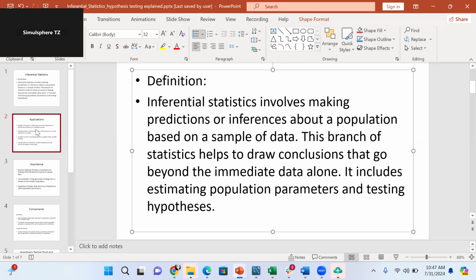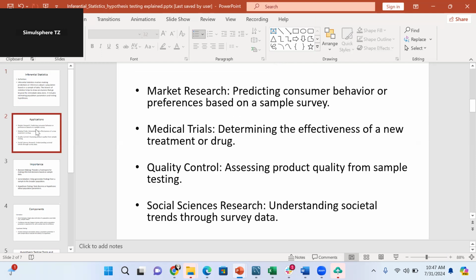So where do we apply inferential statistics? In market research, to predict consumer behavior or preference made on a sample survey, medical trials to determine the effectiveness of a new treatment or a new drug. It's perfect for quality control, social sciences, and the rest.